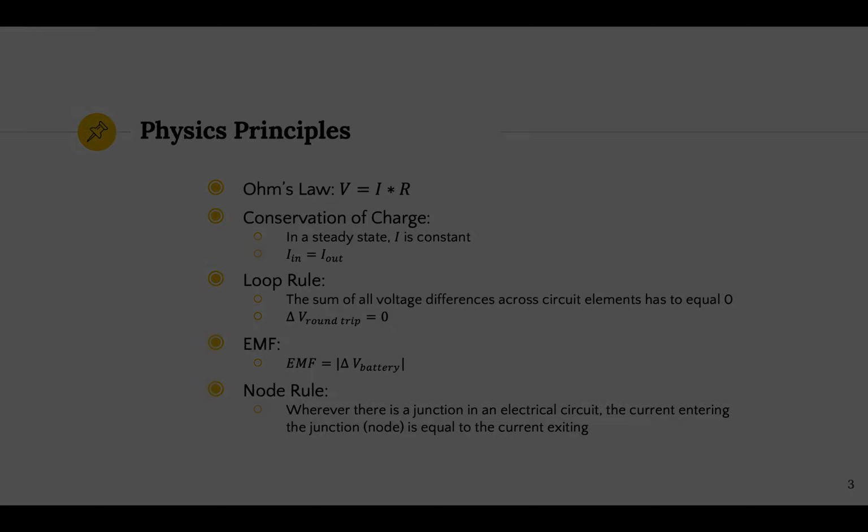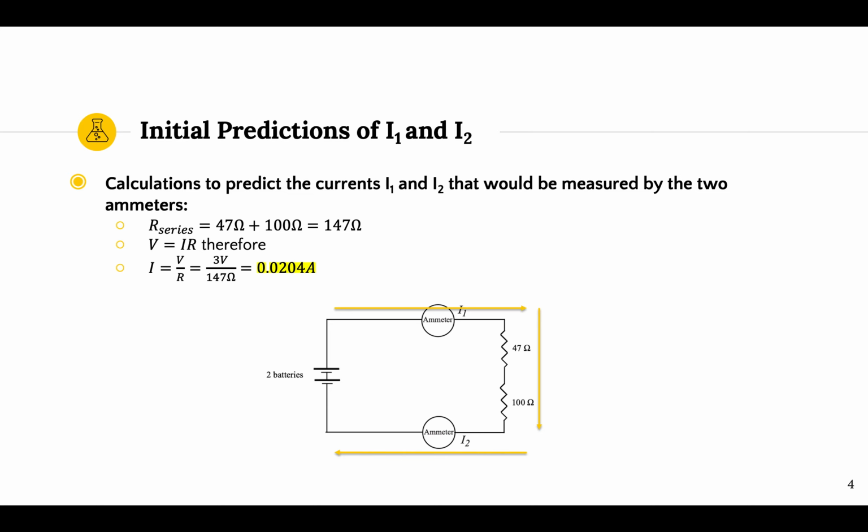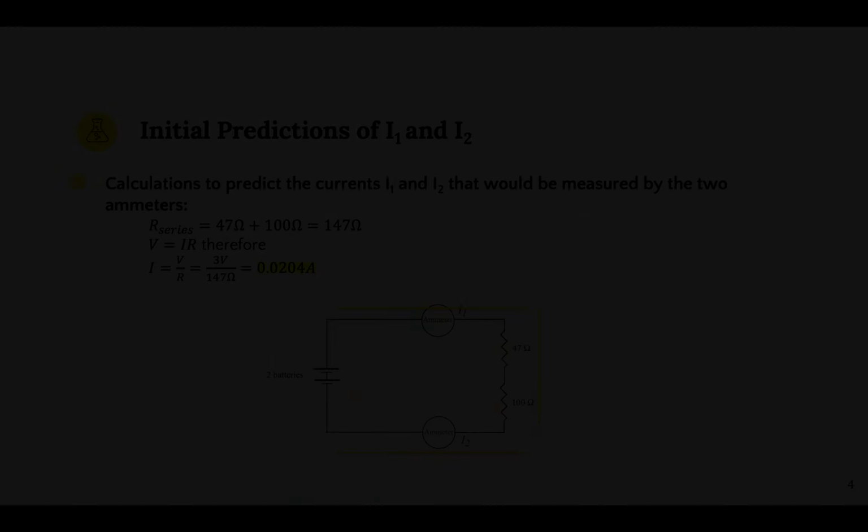So the initial predictions of currents I1 and I2. These are the calculations to predict these currents that would be measured by the two ammeters. As you can see in the calculations above, the final result was 0.0204 ampere.